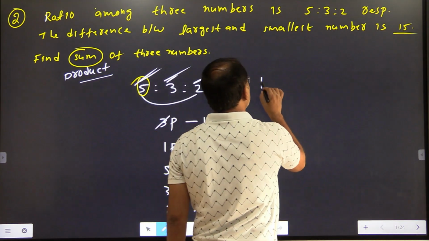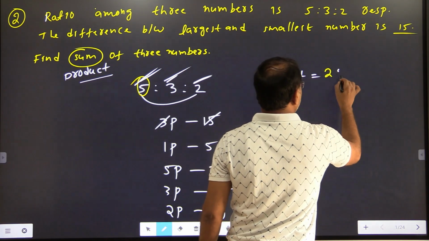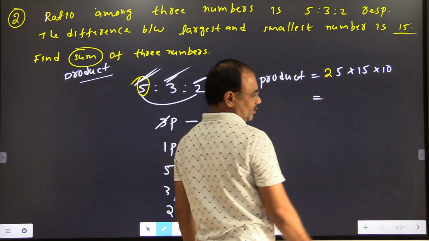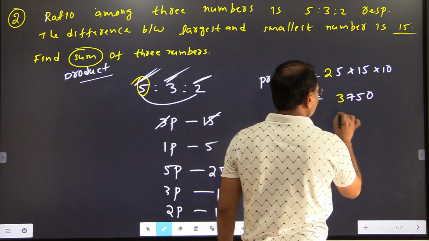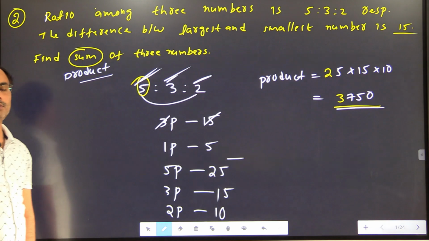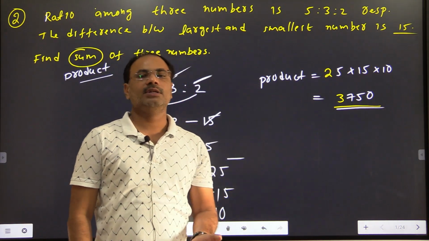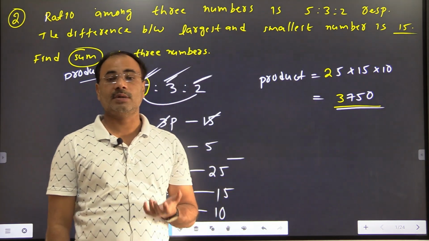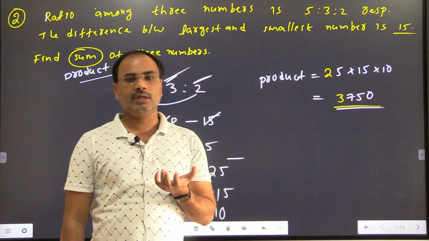Then now I am going to multiply all these 3 numbers, the product. So 25 into 15 into 10. 25 into 15 is 375, 375 into 10 is 3750. 3750 is the product of the given 3 numbers. So this is the procedure to find the product of the numbers, the sum of the squares of the numbers and the difference of the squares of the numbers, or the sum of the cubes of the numbers and the difference of the cubes of numbers.